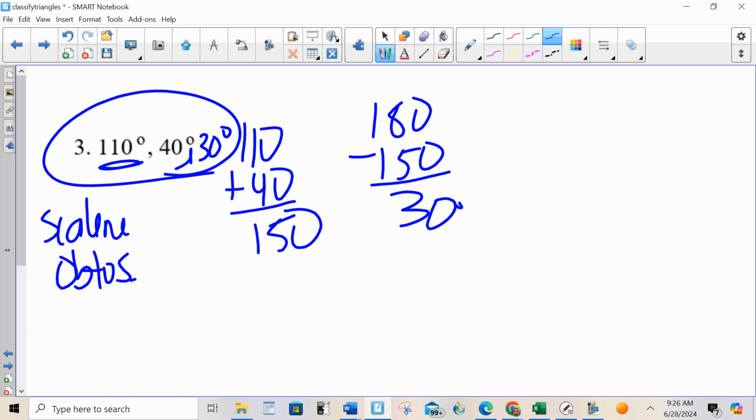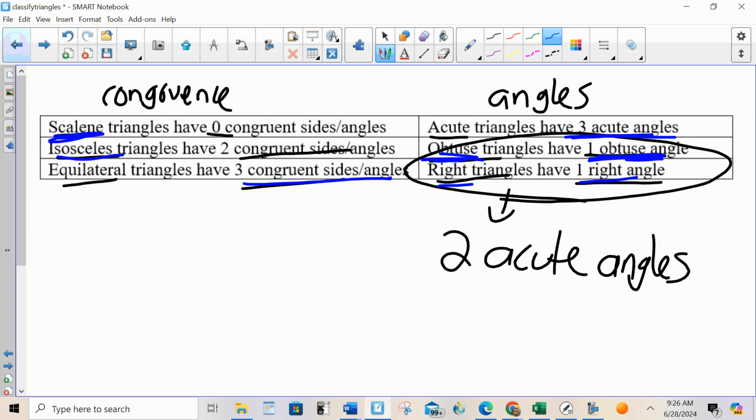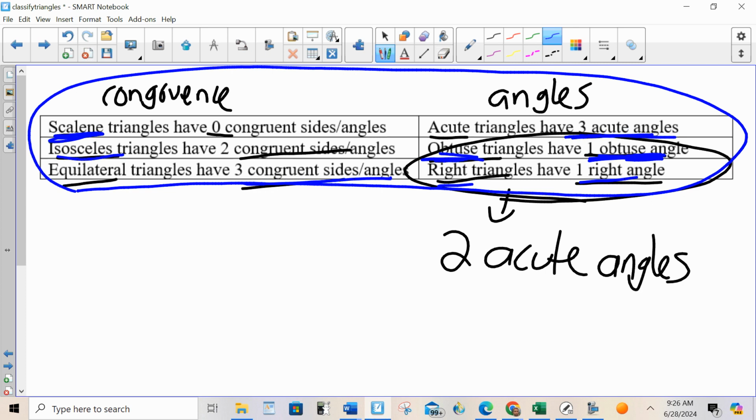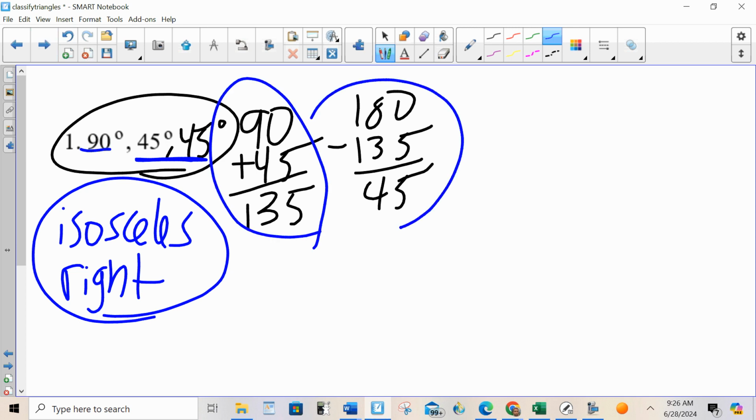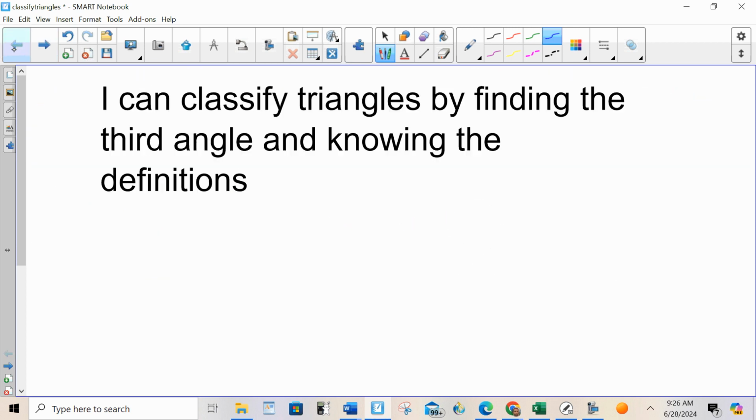So it's all about knowing your definitions. Your definitions are right here. You need to know the definitions of each of the different types of triangles. And the only other thing you need for this lesson, if you have 2 angles of a triangle and you want to find the third, you add them up and you subtract from 180. That's all I got for you.